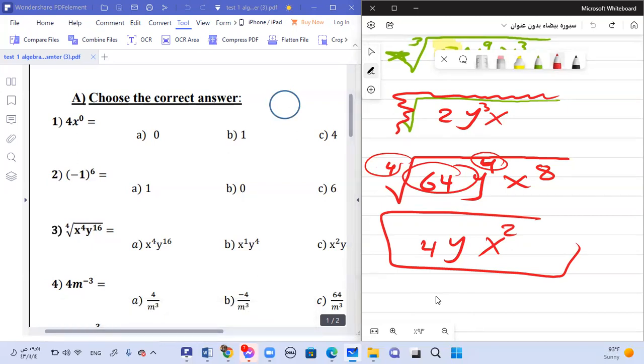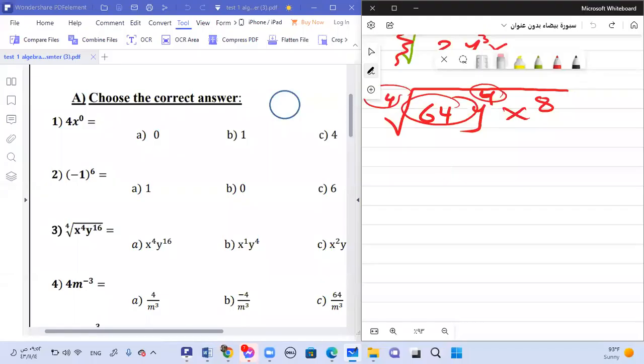I will repeat again. Yes, they changed this number. I will change this number, it's not correct. Right in here, 16, maybe it's 16. Which number multiplied by itself 4 times gives me 16? 4? No, 2, because 2 power of 4 gives me 16. Okay?